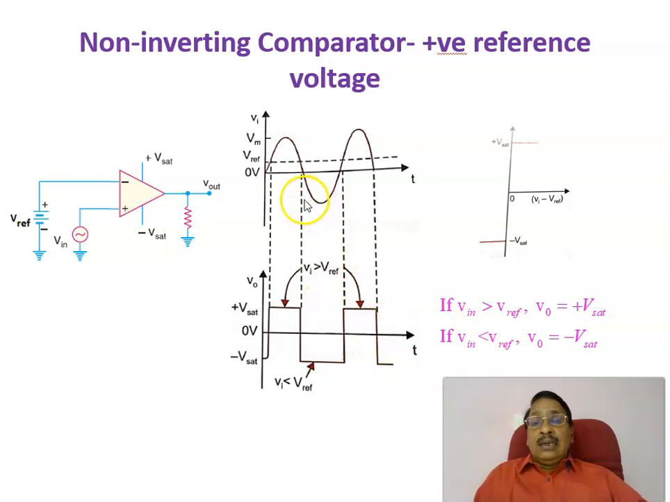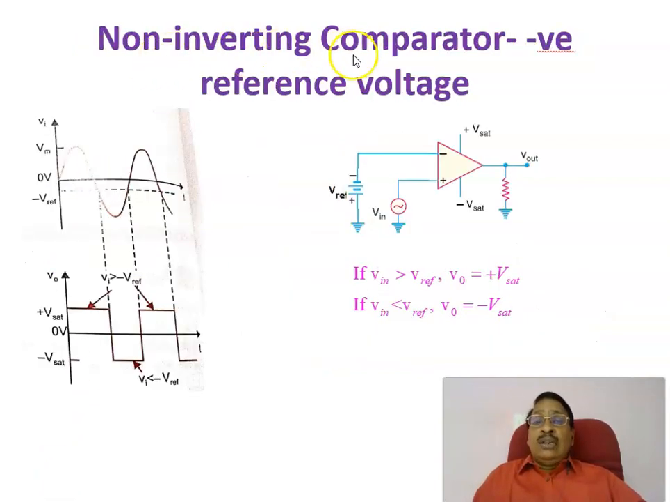When Vi is more than V reference, the output voltage equals plus Vsat. When Vi is less than V reference, the output voltage equals minus Vsat. This is the rule to be followed in the case of a non-inverting comparator. Therefore, the output voltage will be either plus Vsat or minus Vsat, depending upon the relative value of the input voltage and the reference voltage.